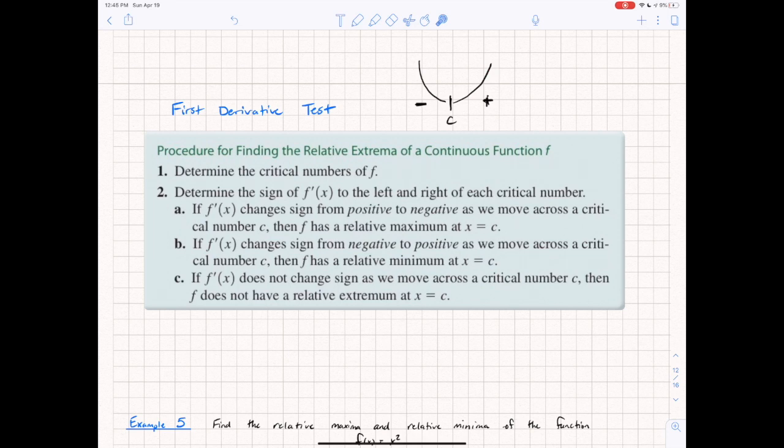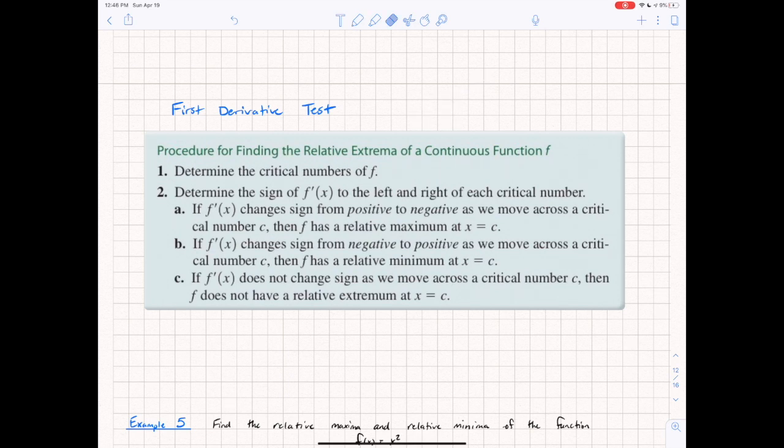Now part C says if f prime does not change sign as we move across, then f does not have a relative extremum at C. That means there is neither a max nor a min. As we saw above, although this could be a critical number right here, the graph could increase, but then continue to increase like so, and therefore this wouldn't be a max. And I could flip this for it to be a case where it wouldn't be a min. We could also see this with the vertical tangent lines from earlier.